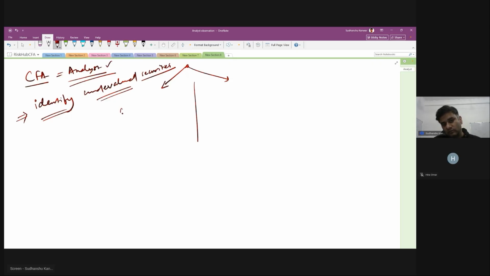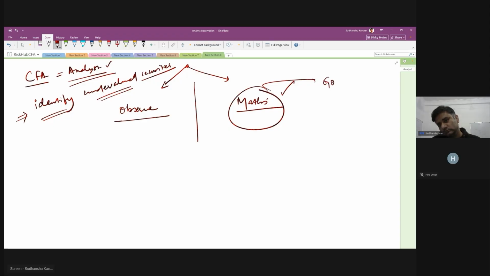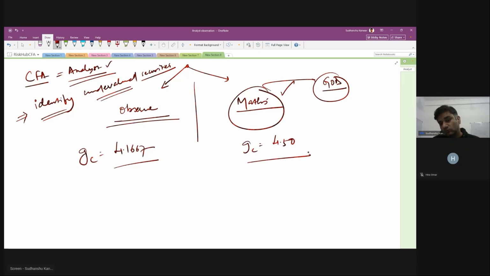To do that, we have two thought processes. One is we observe the market. One is we do the calculation by maths. Our reference point is always math. We believe in math because we say maths is God. Now, when we observe the market, we are seeing GC is equal to 4.1667. Our math says GC is equal to 4.50. So we will say, okay, the market is not showing the true picture. Maths is showing the true picture, and maths is showing the higher growth rate. It means it is underpriced.